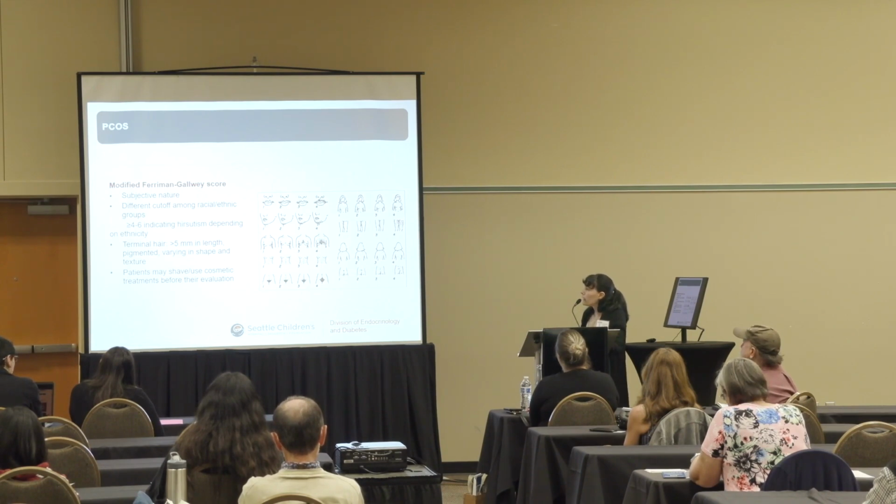And there are different cutoffs among racial and ethnic groups, although we use more than 8 to 15 as mild hirsutism, 15 to 24 as moderate, more than 24 severe. There are certain, different backgrounds that will use a lower cutoff, especially the Asian population.